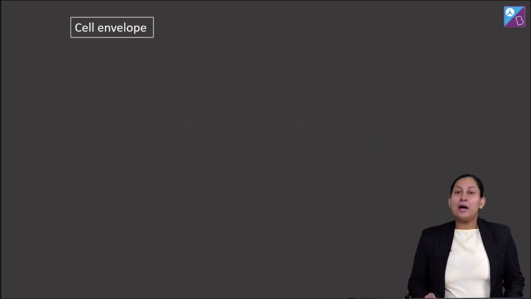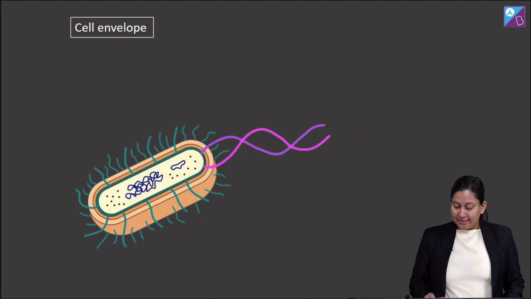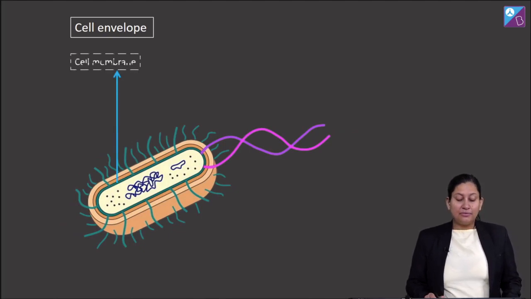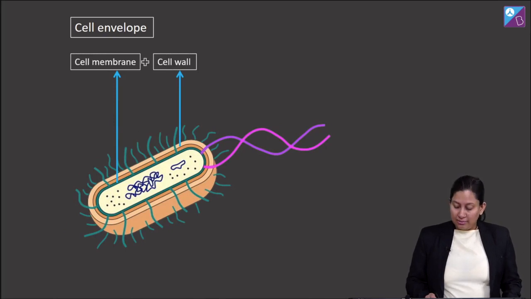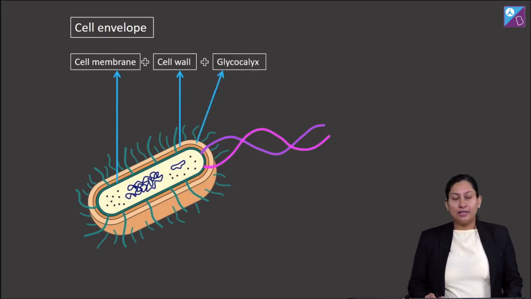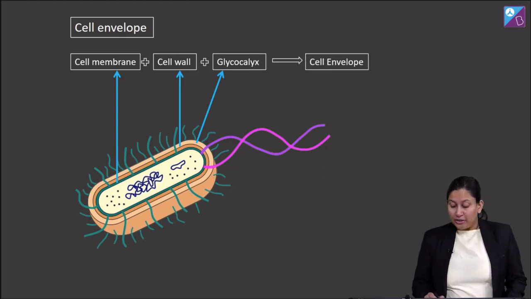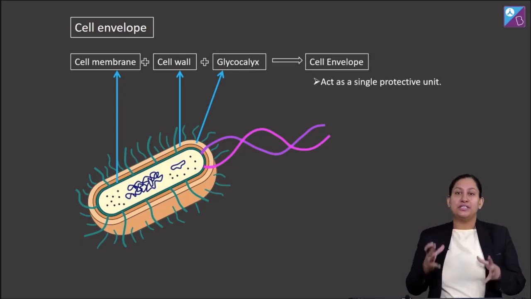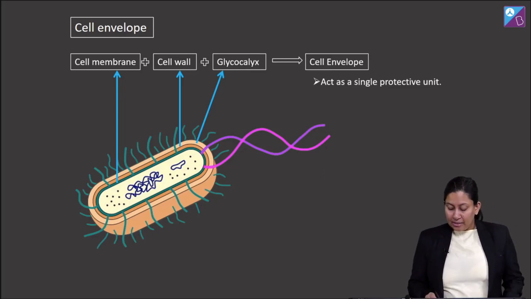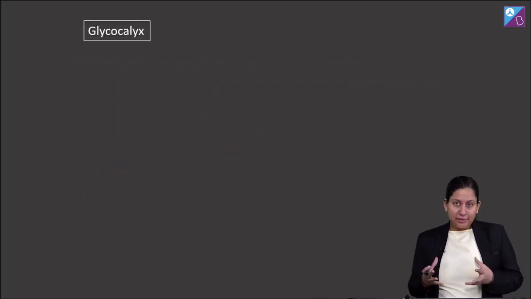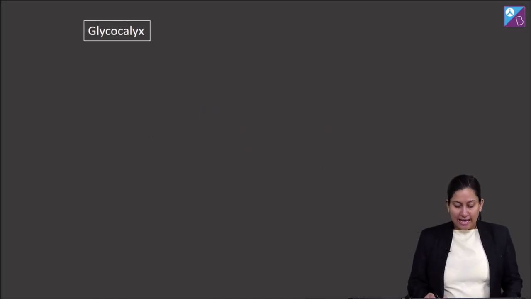So when we talk about the cell envelope in a prokaryotic cell, it is made up of cell membrane, cell wall, and glycocalyx. Together, these three constitute the cell envelope, which acts as a single protective unit. Now, if we discuss the components of the cell envelope, the very first one from outside to inside is glycocalyx.